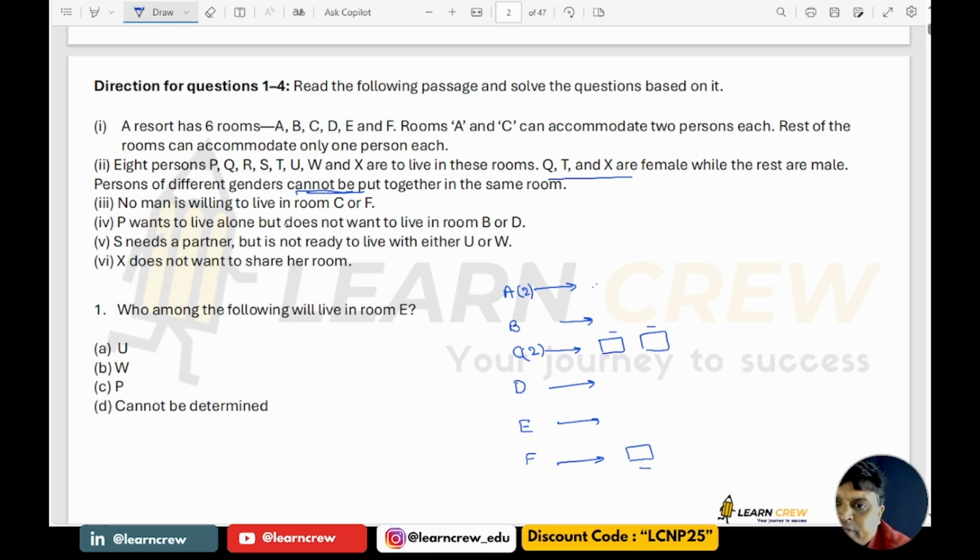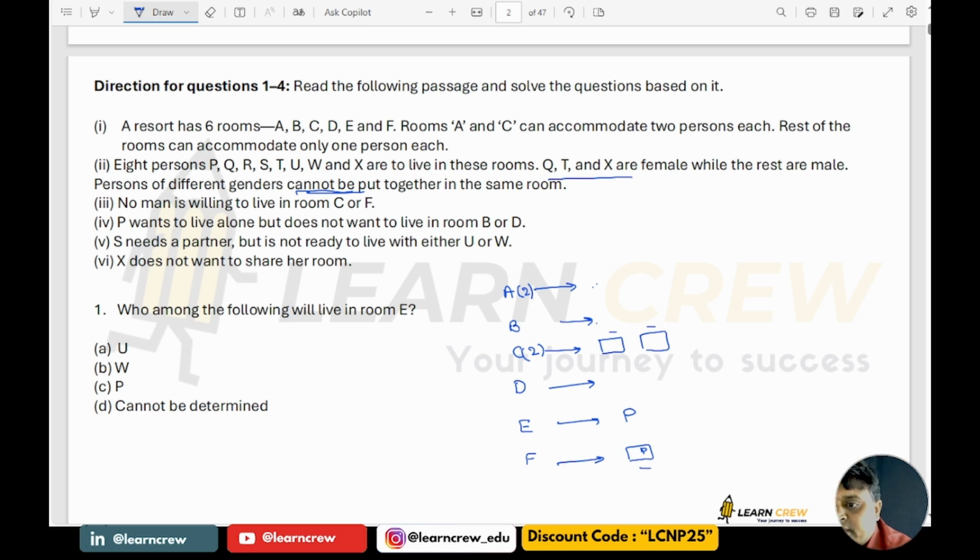P wants to live alone, but does not want to live in room B or room D. It is not room B, not D. So P can be here or here also. We don't know if P is male or female.